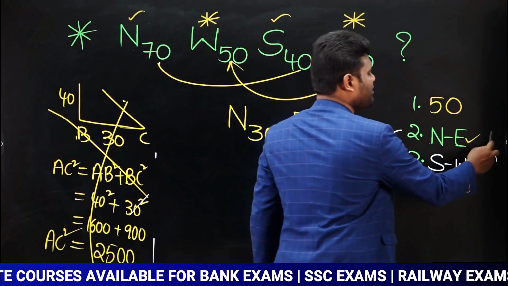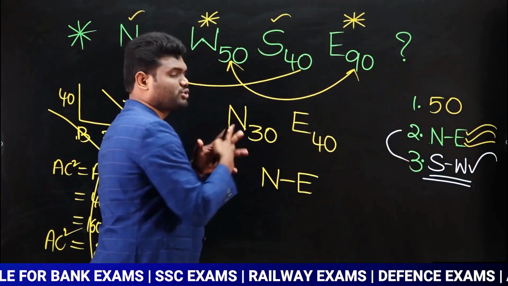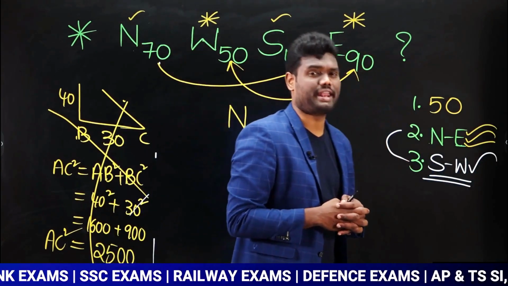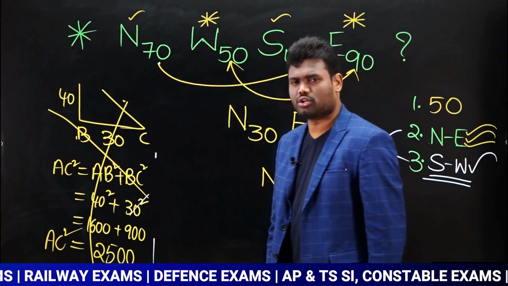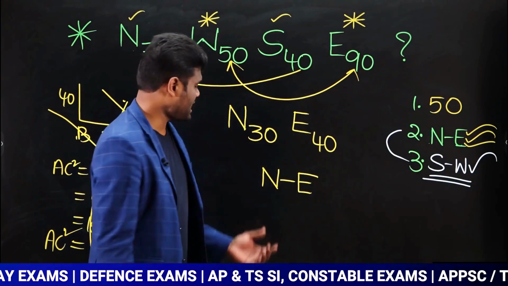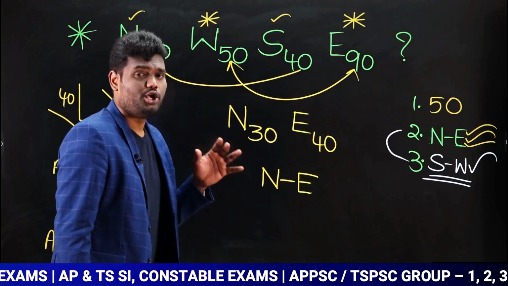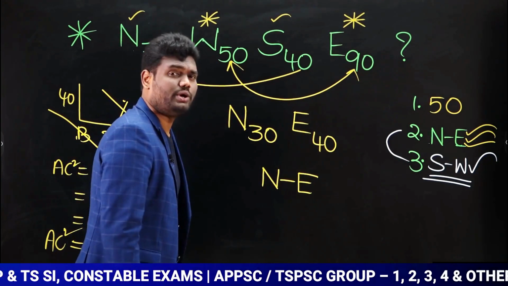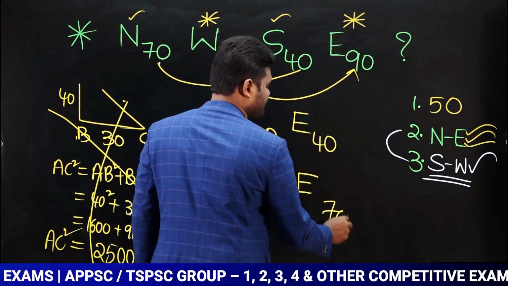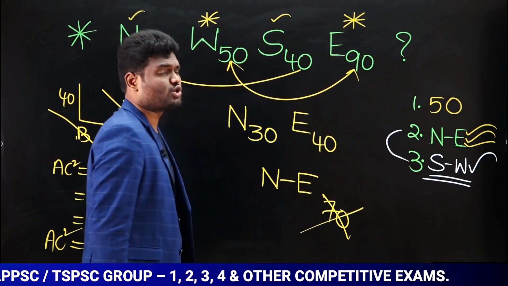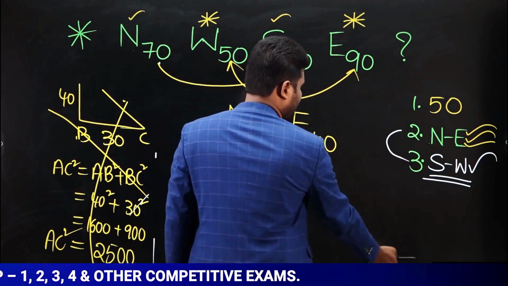Even earlier we got northeast direction. As you are getting two directions, you have to combine both of them and say the direction as northeast. Then what about distance? You need to know the distance. Now what many of the students will do? Again they will add both of these, 30 and 40, and say it as 70. But 70 is wrong. You should not commit this mistake.